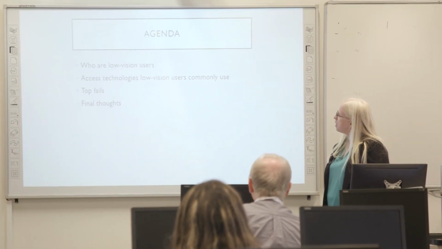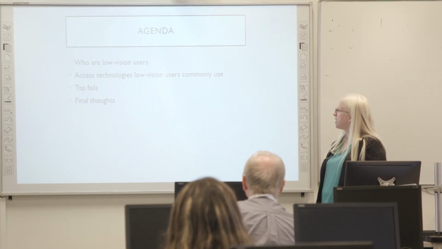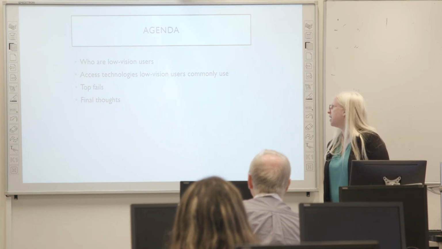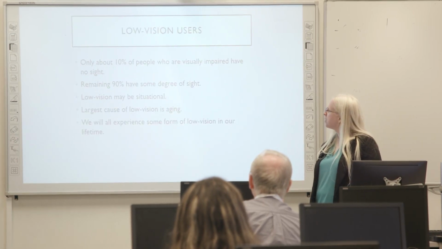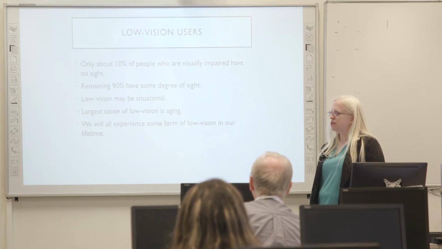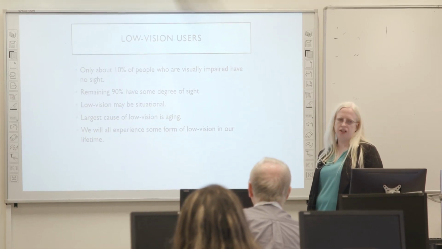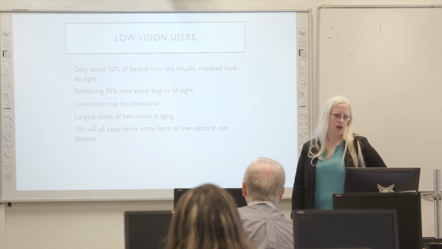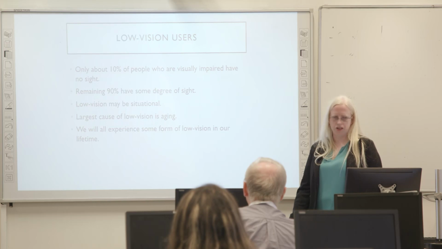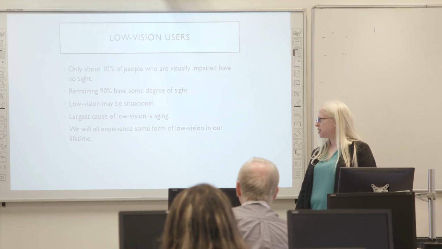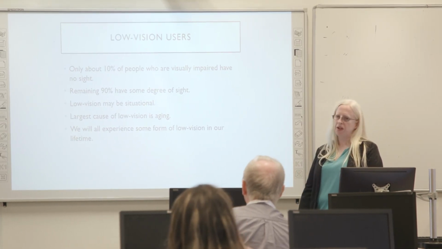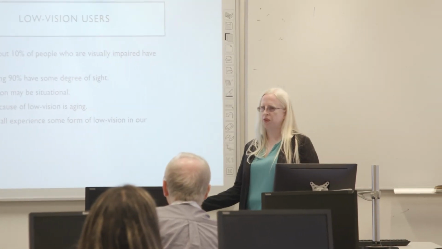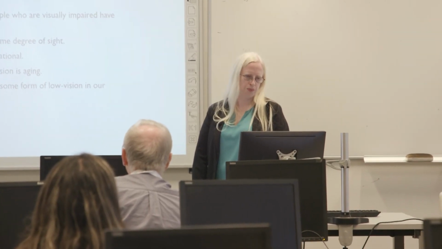So today we will be talking about low vision users, technology that's commonly used, the fails, and my final thoughts. Only about 10% of people who identify as blind, visually impaired, or low vision have no sight. So the remainder of us have some degree of vision, which means we can see something, but not everything that somebody with perfect or near perfect vision would be able to see.